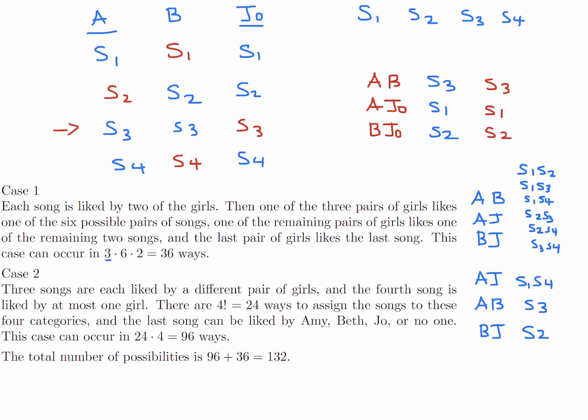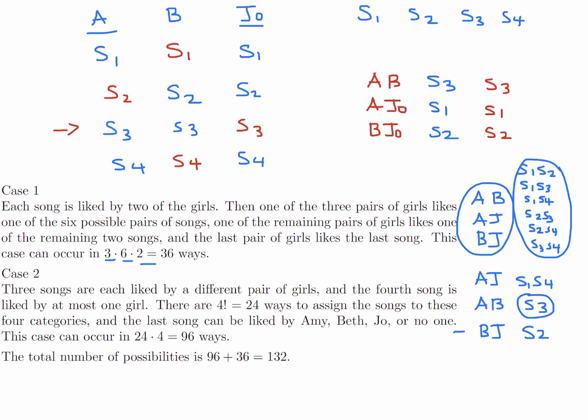So the 3 that they have here comes from here, 3 possible choices. The 6 comes from this, and the 2 comes from the fact that once this is selected, you've got 2 choices remaining for here. It could be either S3 or S2 in my example. And then the last one for BJ is just going to be the very last song by default. So that's how they get 36. Okay, I hope that was explained well.